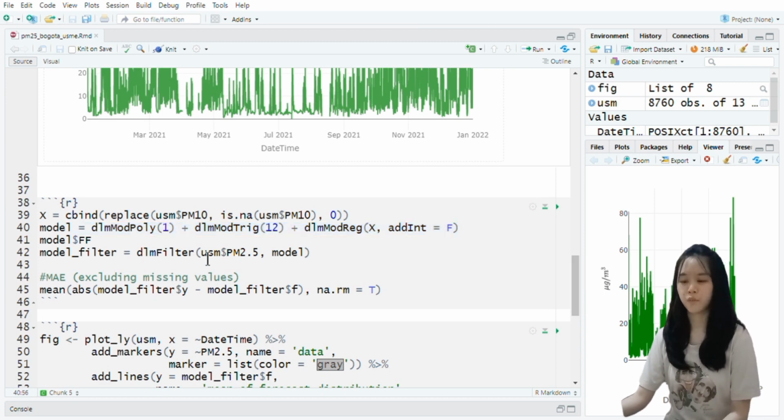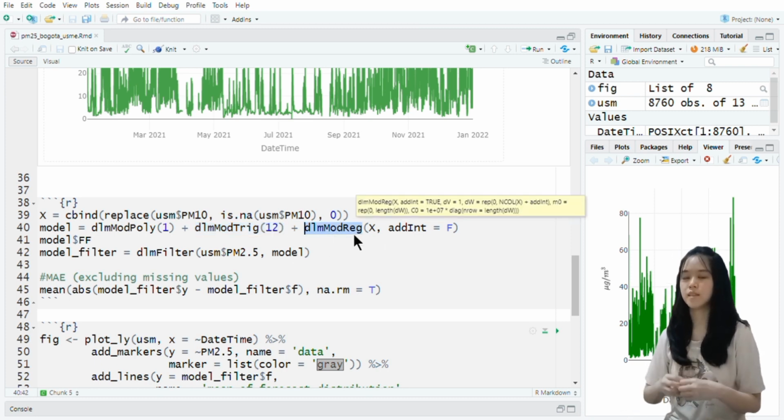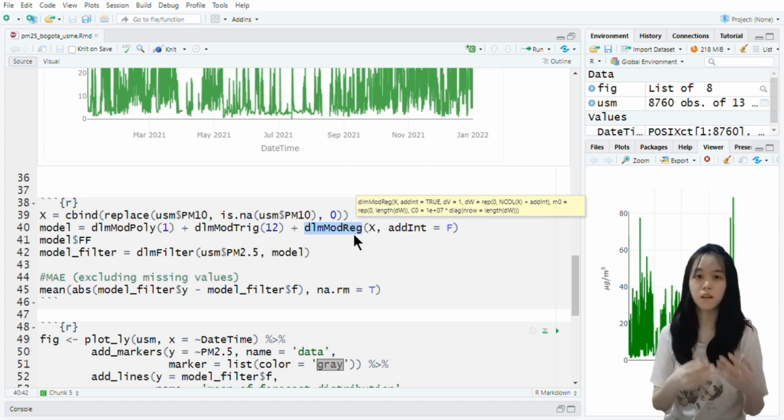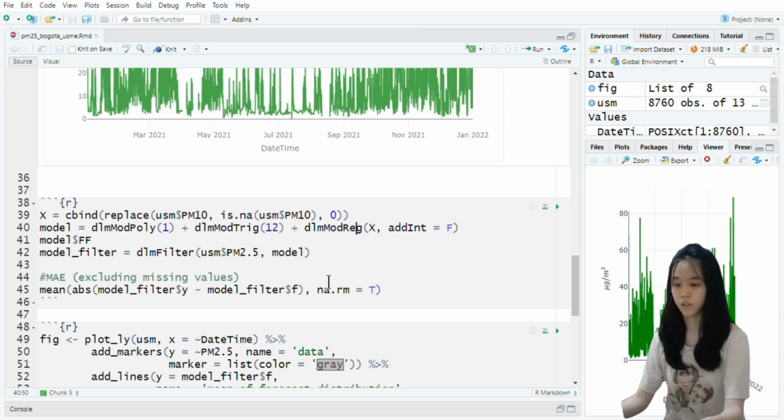Yeah, but we have three components. The first one here is the polynomial model of order 1. And then the second one, trig, is for trigonometry. This is used for capturing the cyclical pattern of the PM2.5. And then lastly, it's a regression model. So we are analyzing one time series using another time series. Okay, now let's dive into each of the components.